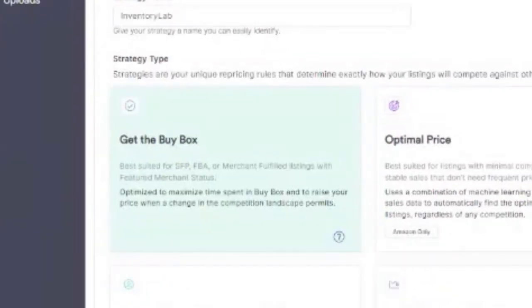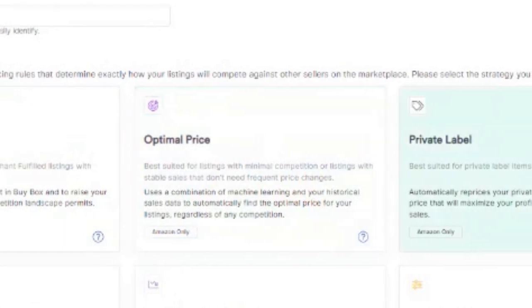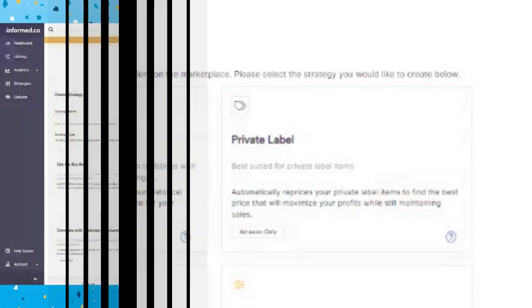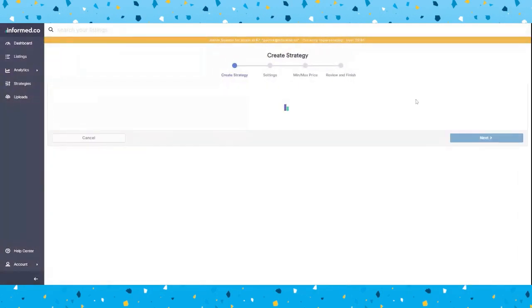This is our best strategy for winning the buy box and increasing your sales. We do offer other strategies as well. If you're a private label seller, we have optimal price and private, the different strategies that we offer, to get you in the buy box and keep you there.